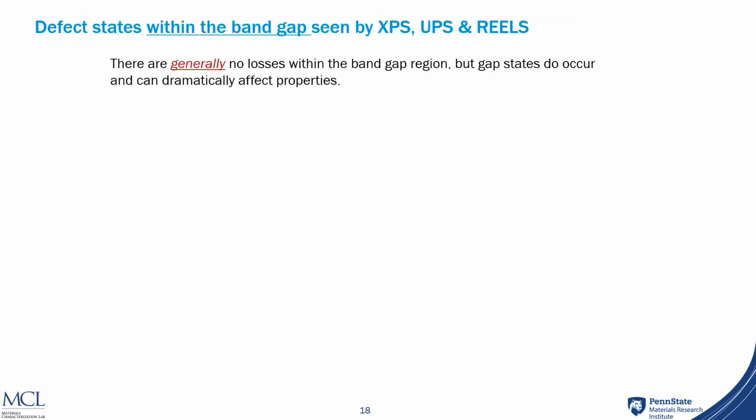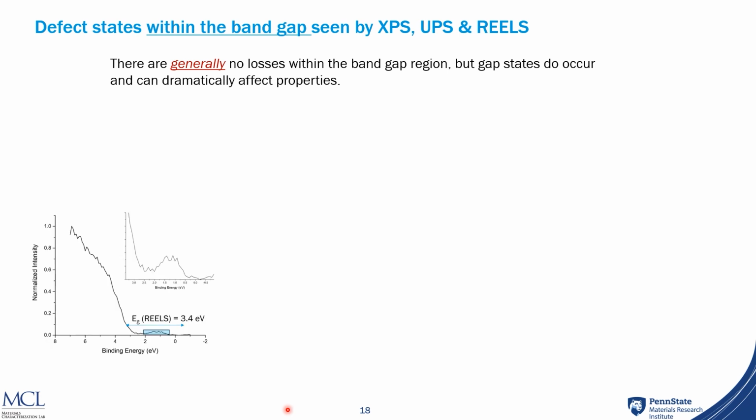All right, so the band gap, normally, is this region where there are forbidden electrons. So there cannot be any signal in there, but from a practical point of view, that's not always how things work out. There are generally no losses in the band gap region, but gap states do occur and can dramatically affect properties. And these techniques can be used to measure those gap states in materials.